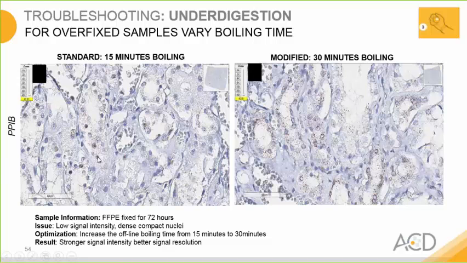You can get high background covering the entire nuclei, which suggests amplifier trapping. So to address this, we can open up the cell further to allow optimal probe penetration and amplifier binding. So when we do that, this results in distinct punctate dots. This is achieved by extending the target retrieval time to 30 minutes.